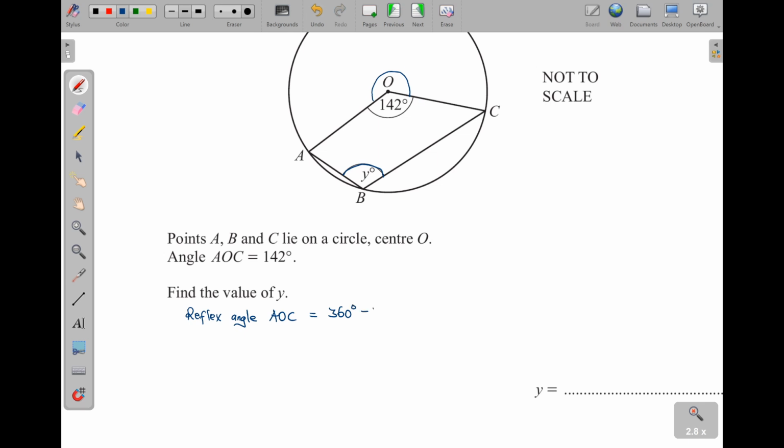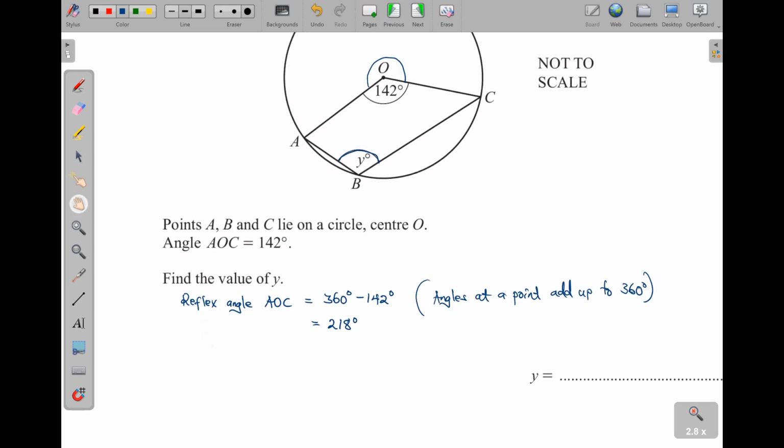360 degrees, then minus 142 degrees. So this one is going to give us 218 degrees. You see that? So what is my geometrical reason? My geometrical reason here is that angles at a point add up to 360 degrees. You see that? So then how do we get our y?